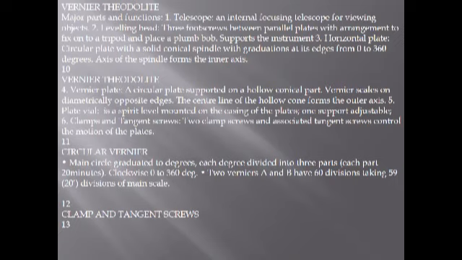Next are the clamps and tangent screws. These are types of screws which are fixed in the theodolite. Two clamp screws and the associated tangent screws control the motion of the plates.